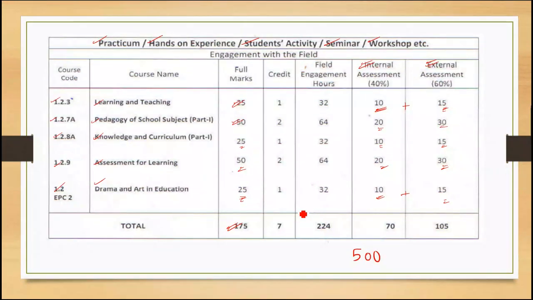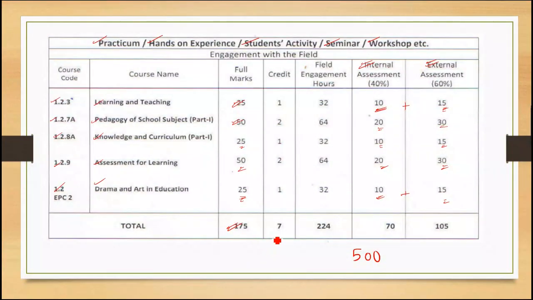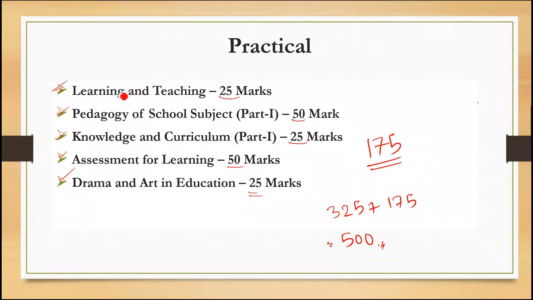So we clearly see that theory carries more marks when it comes to the second semester, and it was the same for the first semester, right? So 325 marks will be your theory papers, 175 marks will be your practicals, total will be 500, and whatever marks you get in theory as well as practical, you add it up and that will be your marks out of 500. So this is the division of marks into internal assessment and external assessment for theory and practical for the second semester as well. These are your subjects for your second semester examination in B.Ed.